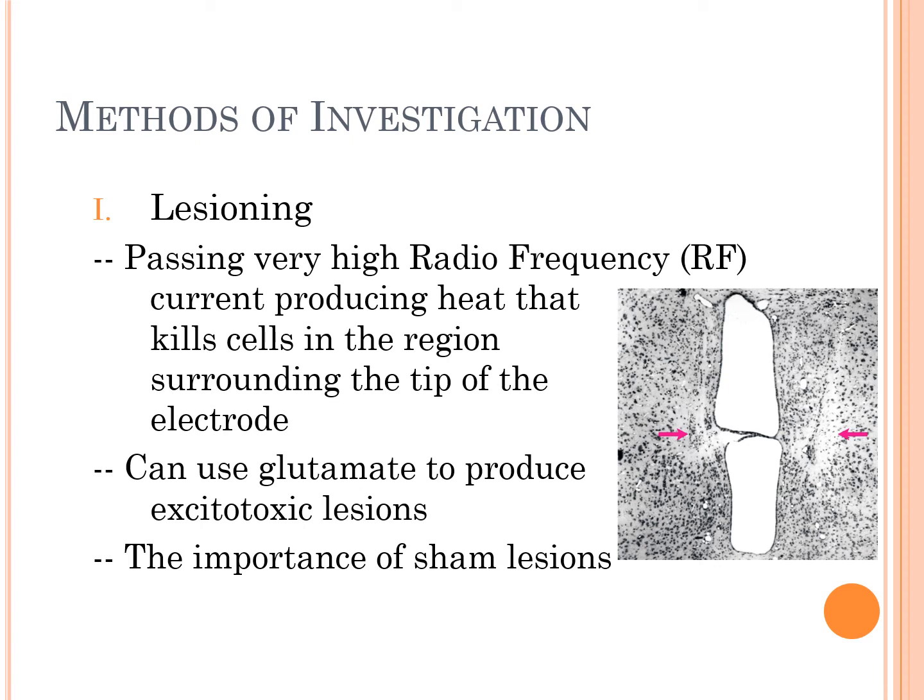Sometimes they use excitotoxic lesions, usually with glutamate. If we inject some glutamate into an area, that will produce excitotoxic lesions, in which the cell bodies themselves are what die. And so we can say this is specifically what's happening in this brain region.